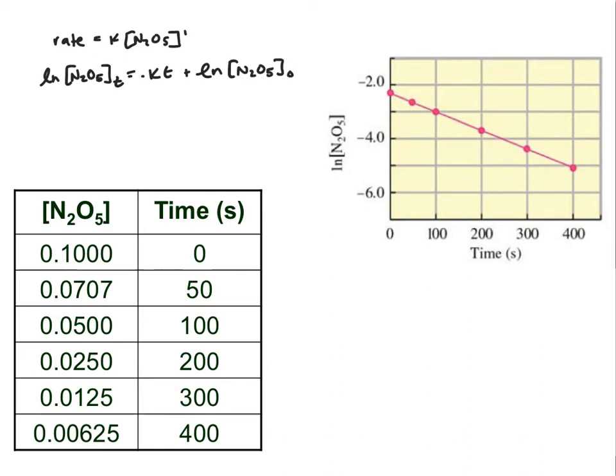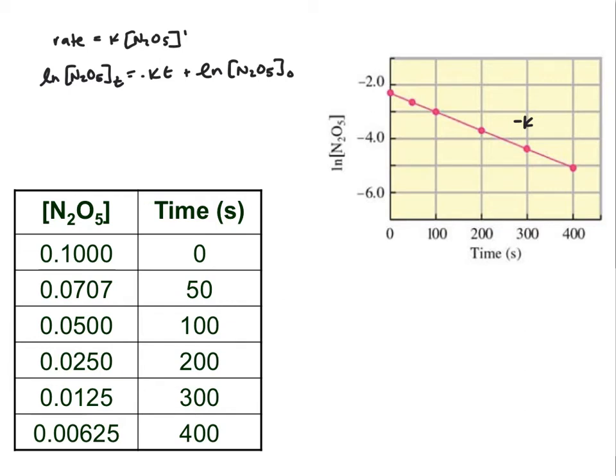A way to verify that this is in fact a first order process is that we would take the concentration of our N2O5, take the natural log of each of them, and graph them along the y-axis versus our time along the x-axis. And if we get a straight line with a negative slope, we have our first order reaction. Okay, so when we do that over here, what we actually get is that straight line with a negative slope. So that tells us that we have this first order reaction with respect to our N2O5.